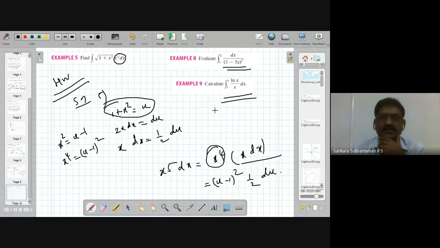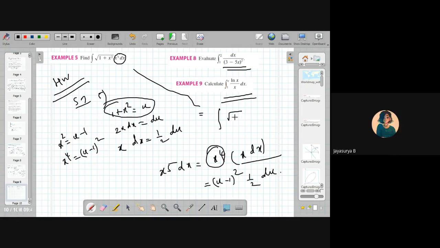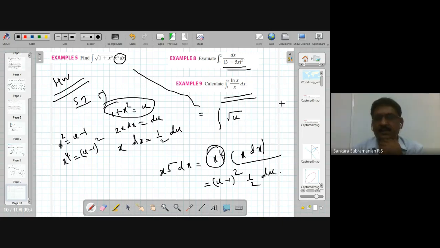So therefore this is equal to the integral of root of 1 plus x square, which we took as u, so square root of u, with 1 by 2 outside, and this is u square minus 2u plus 1 into du. Then if you evaluate, you can get the value: u to the power 1 by 2 times u square gives 2 plus 1 by 2, 5 by 2, minus.